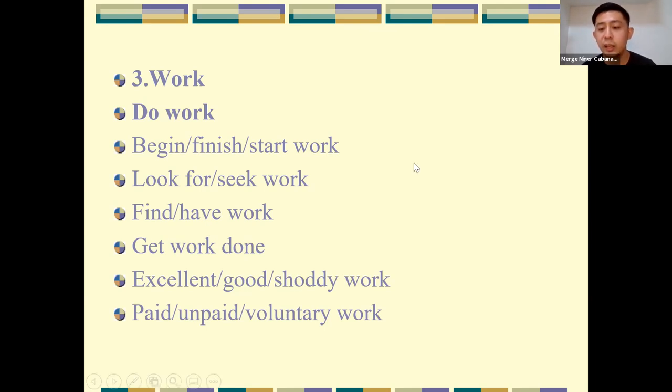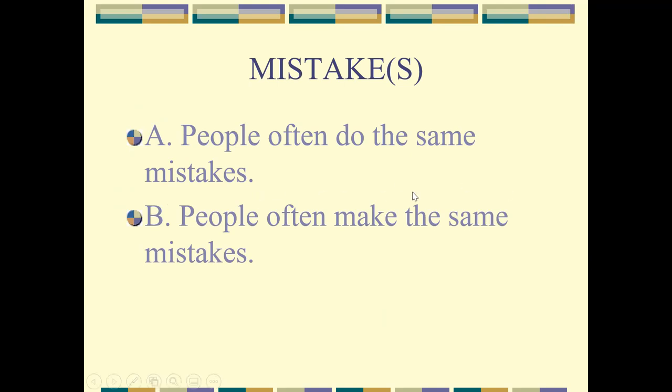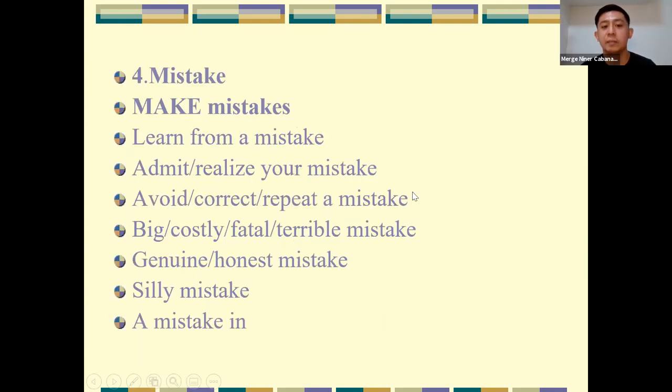Okay, next up for you, Emil Christian Flores. Mistakes. People often do the same mistakes or people often make the same mistakes. Answer me. A or B? B, sir. Okay. People often make mistakes. That is correct. So you have learn from a mistake, admit, realize, avoid, correct, repeat. Big, costly, fatal, terrible, genuine, honest, silly mistake. So those are the words that you put together with mistake.